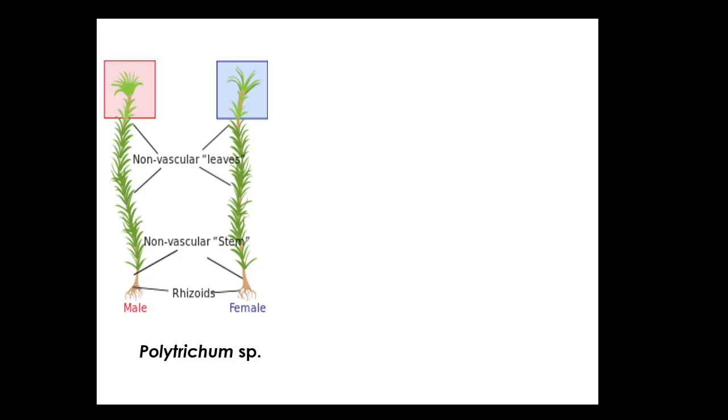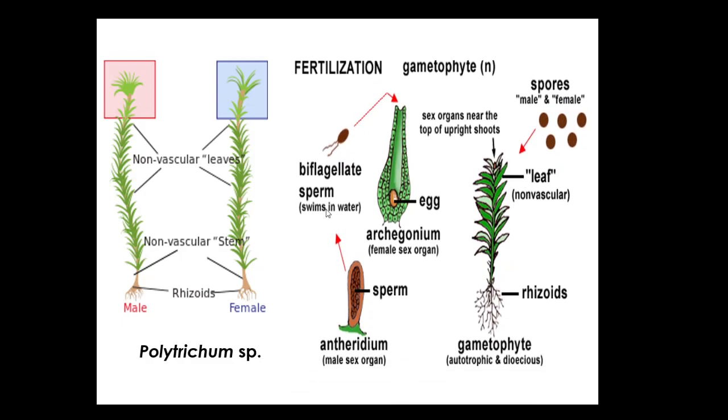So Polytrichum species can have male or female gametophytes. So if it's a male gametophyte, this is what it would look like up here, and the female gametophyte will look like this up there. Fertilization will occur with the aid of water.